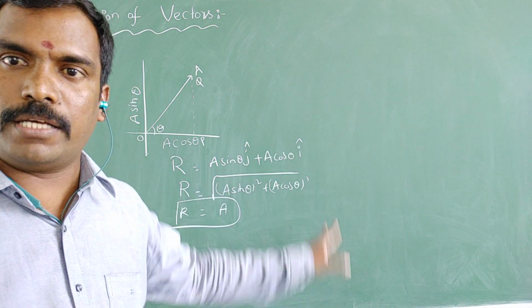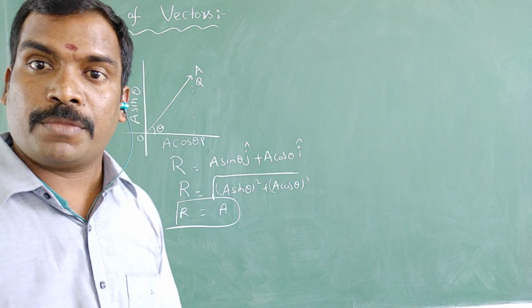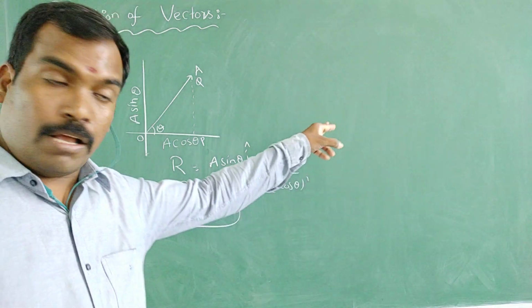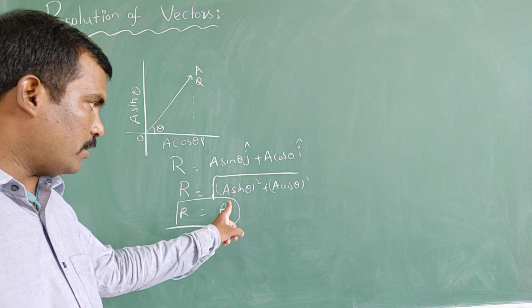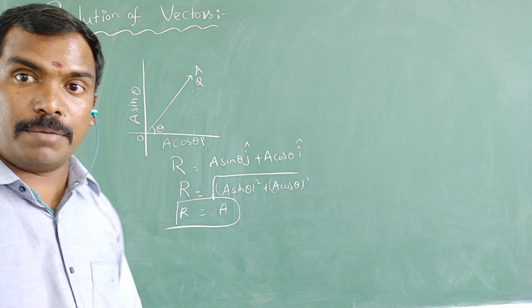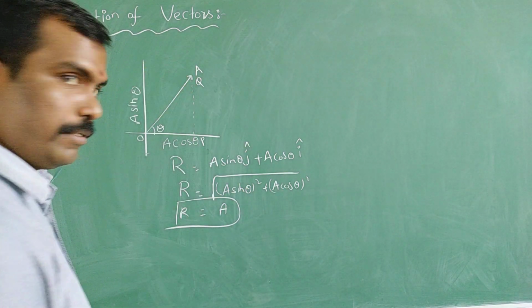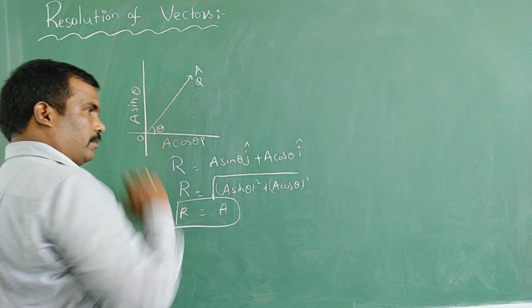We split it into two components, A cos theta and A sin theta. Vectorially, when I add them, I get again the resultant vector A, because I took A as the vector.